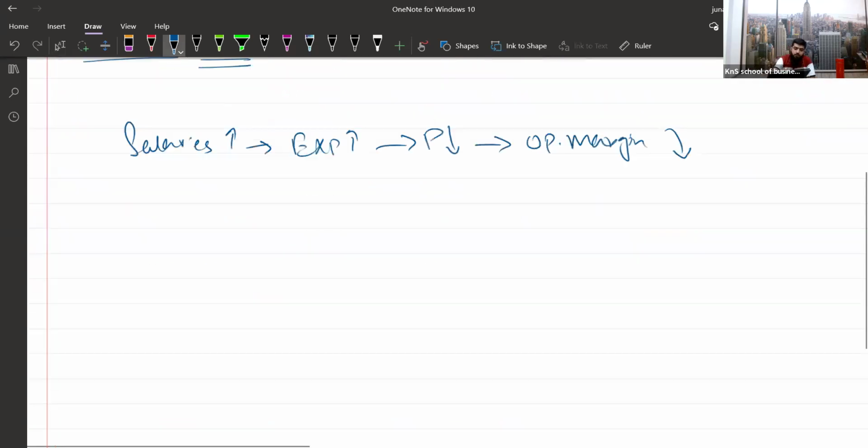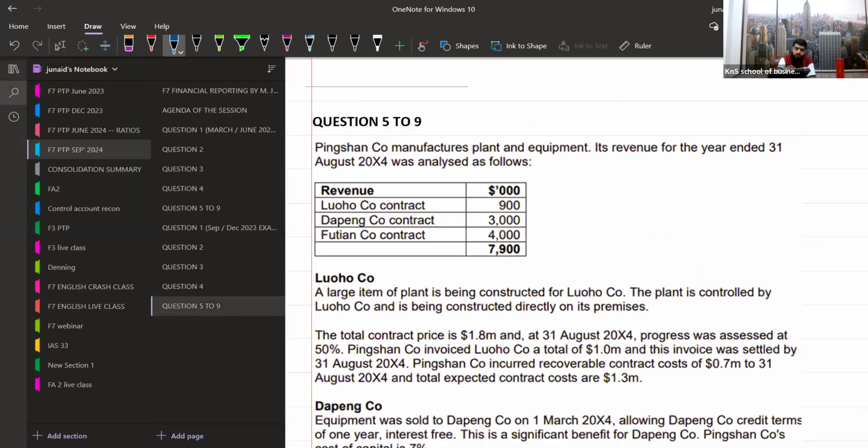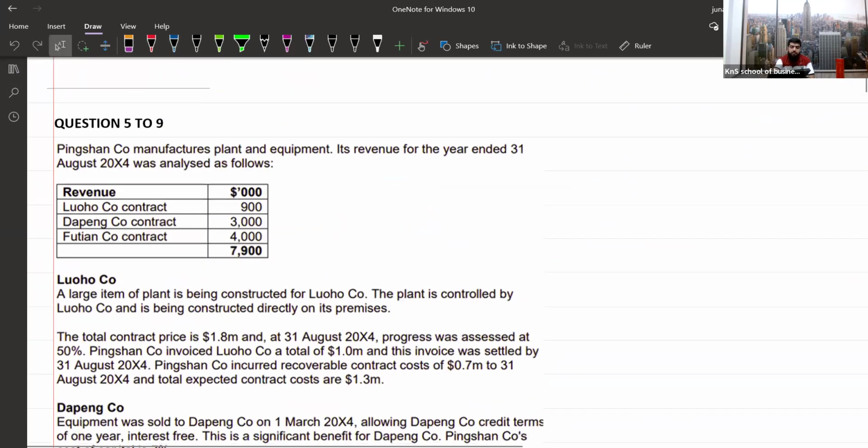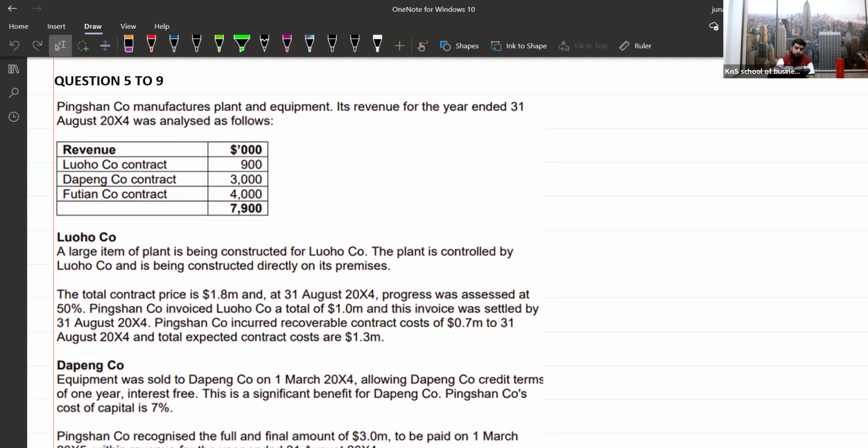Let's move on to the OT case now. That is the final OT case that is related to September, December 2023 exams. And there is a situation given over here. The company manufactures plant and equipment. Its revenue for the year 31st August was analyzed as: revenue from the Loho company contract 900, Deping company contract 3000, and Futian company, they have recognized the revenue for $4,000.